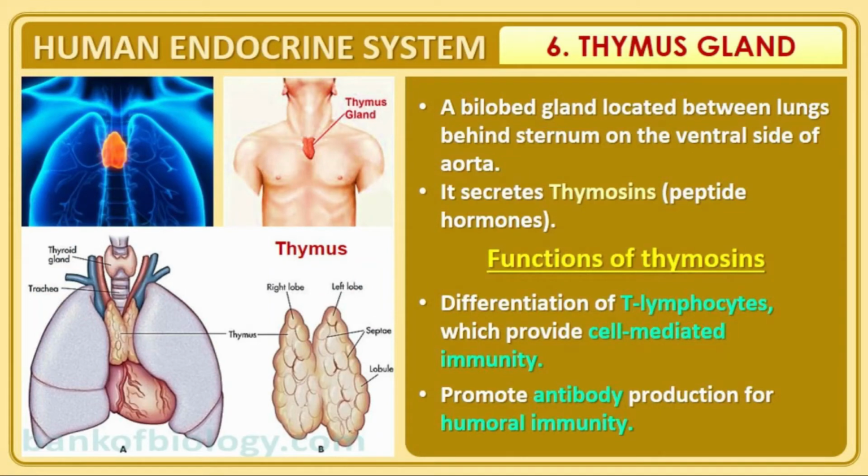Next gland is thymus gland. Okay, it is a bilobed gland located between lungs, behind sternum, on the ventral side of aorta. Here we can see the location of the thymus gland. It is located between the lungs, behind the sternum, on the ventral side of the aorta. It secretes thymosin. It is a peptide hormone.